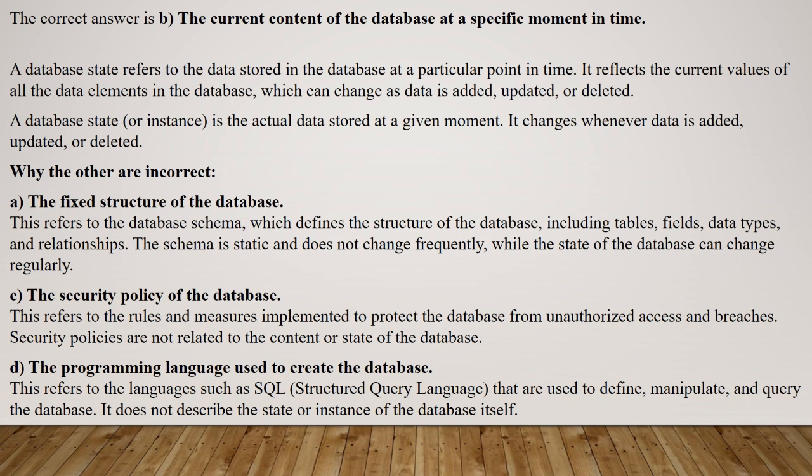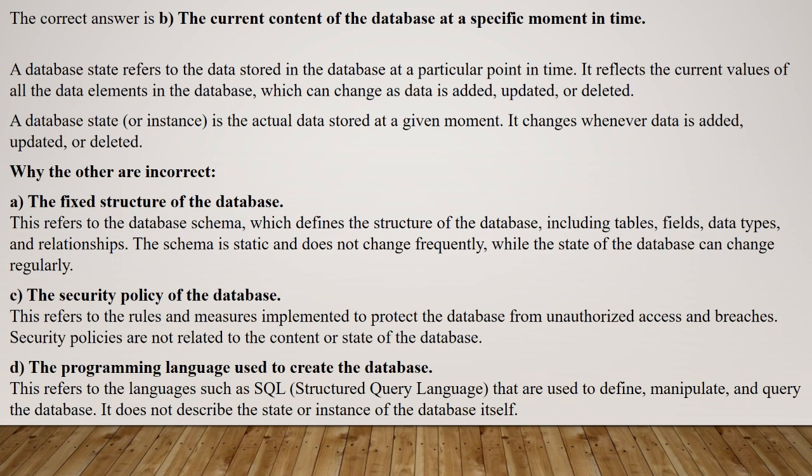Why are the other options incorrect? A, a fixed structure of the database. Yes, this is incorrect. Why? This option refers to the database schema, which defines the structure of the database. This includes tables, fields, data types, and the relationships between the tables. The schema is static and does not change frequently, while the state of the database can change regularly.